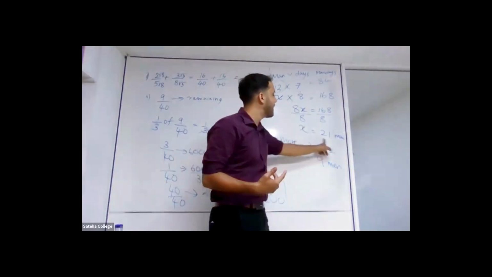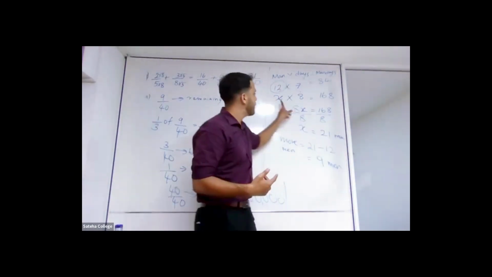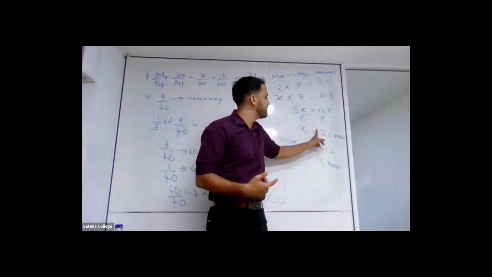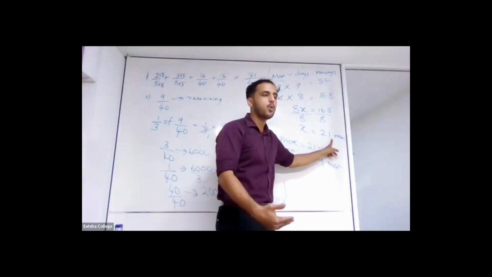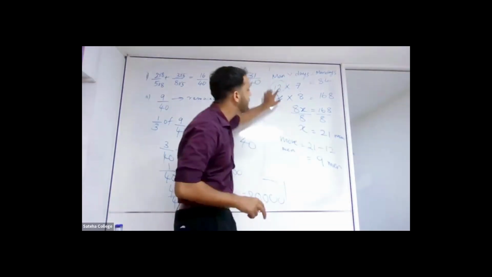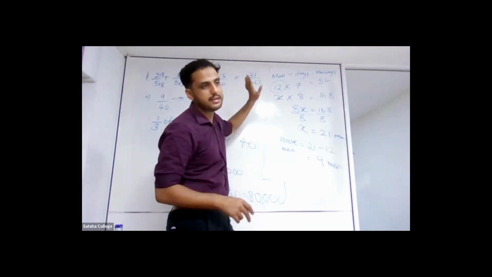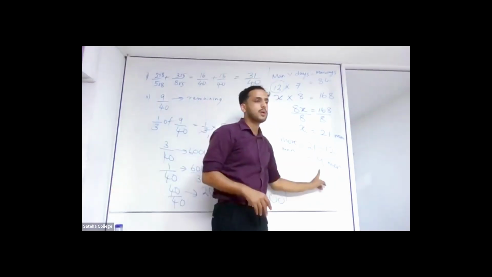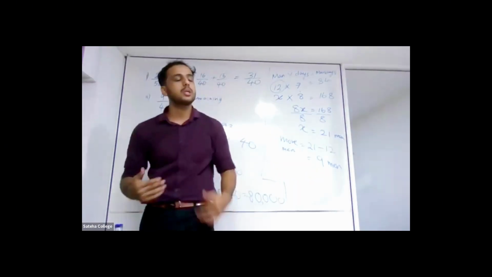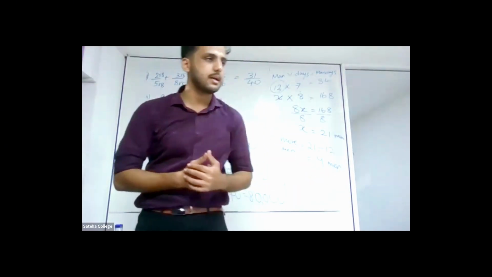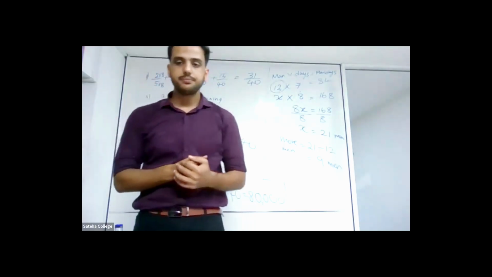Now first we are going to find how many men are required. So x into 8, 8x is 168. So you need 21 men. But already how many men are there? 12 men are there. So if you minus 12 from 21, that is 9 men. So you need 9 more men to finish the task. Is that clear, everyone?